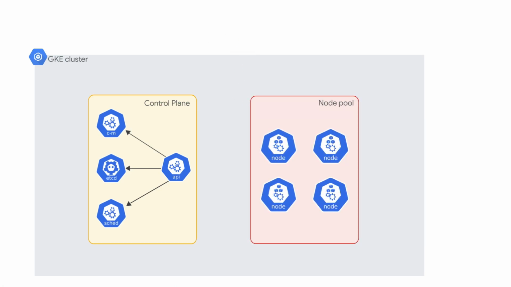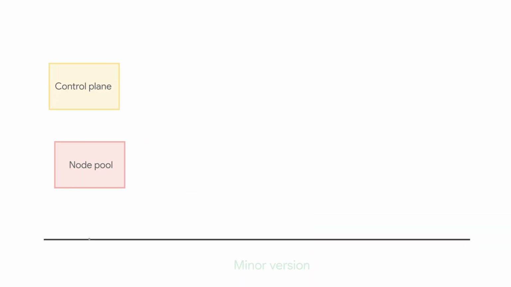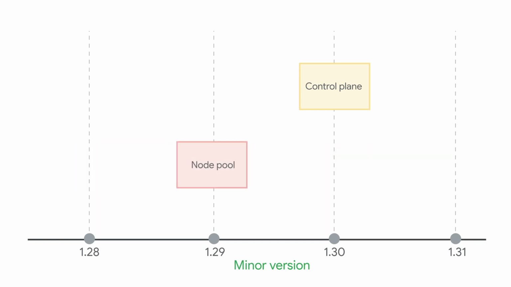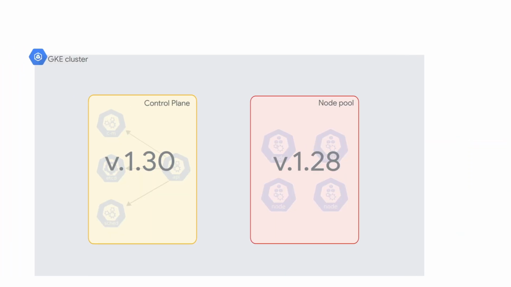In this cluster, the control plane is on version 1.30, and the node pools are on version 1.28. Note that at any time your control plane can be up to 2 minor versions higher than your node pools. So for example, if your control plane is on version 1.30, then the node pools in your cluster can be either at version 1.30, 1.29, or 1.28. In this example, they run on version 1.28.